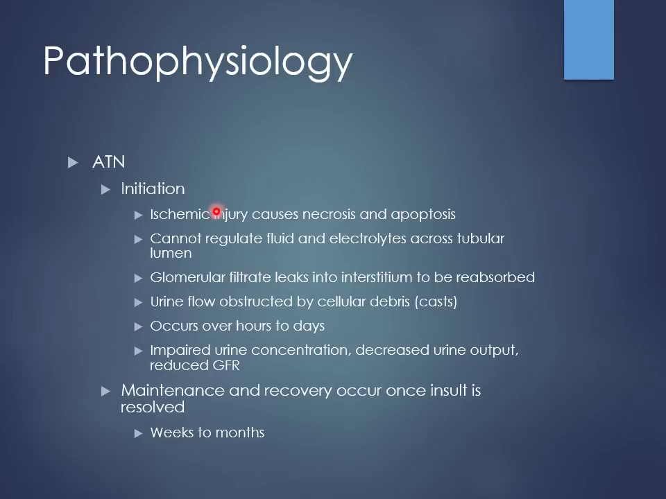So usually what you're going to find is an initial ischemic injury, and this can be precipitated by a prerenal sort of kidney injury. It will cause necrosis and apoptosis of the cells there. It's going to have issues regulating fluid and electrolytes. So you can find a lot of issues with electrolyte imbalances, with fluid backing up. And then eventually the urine flow is going to be obstructed by things like cellular debris potentially, and this will show up on your urinalysis. This is one of the things you're looking for when you're looking for casts and things like that on your analysis.